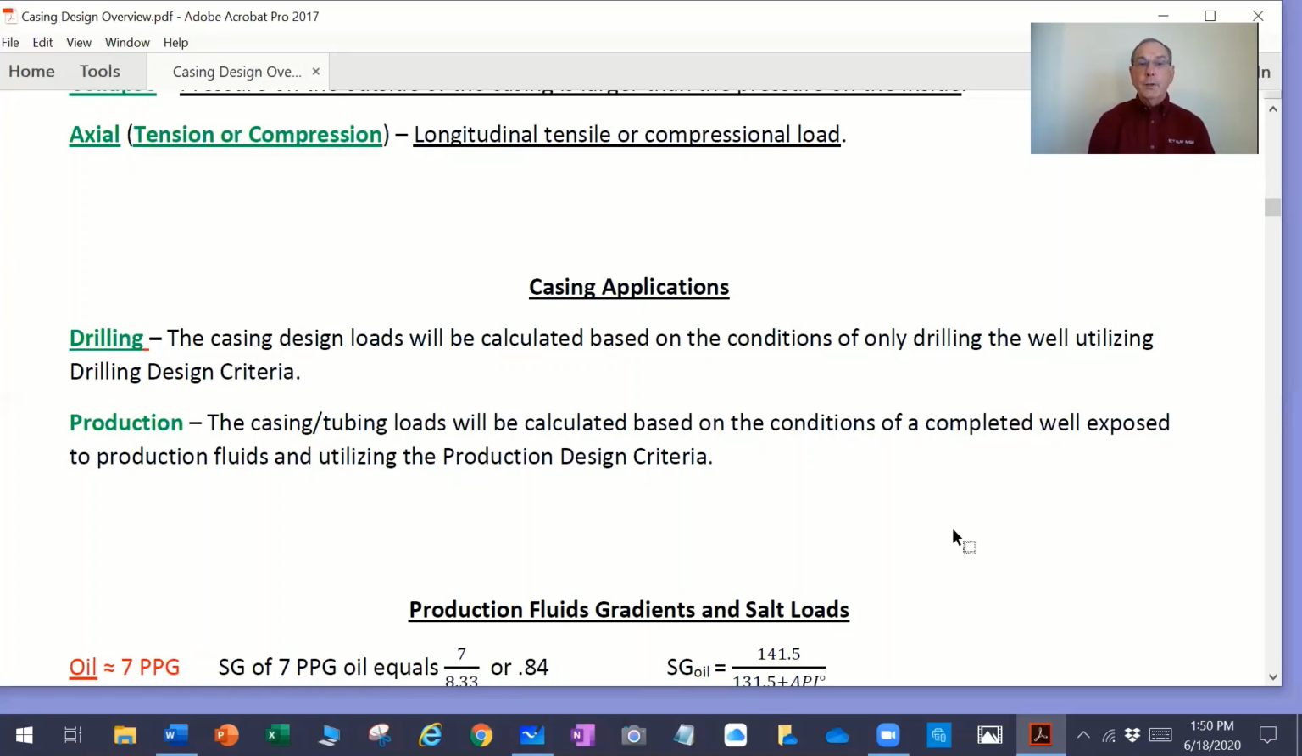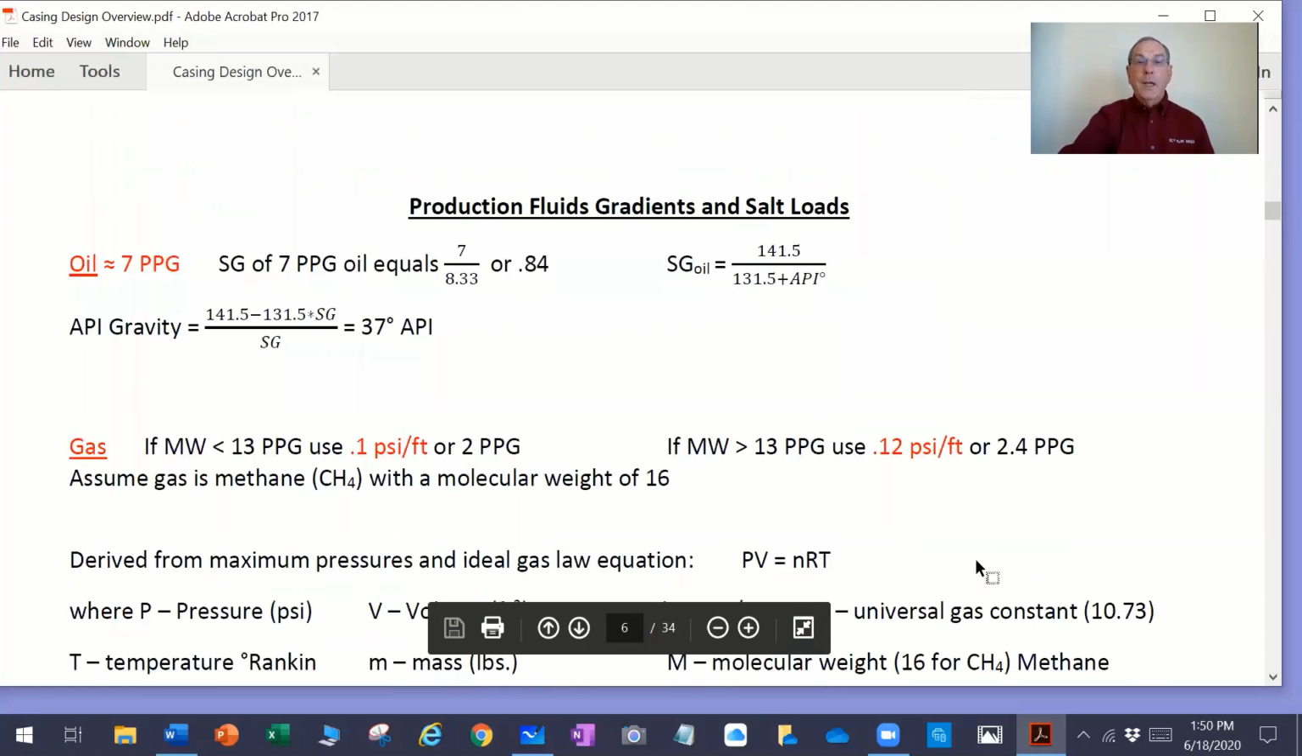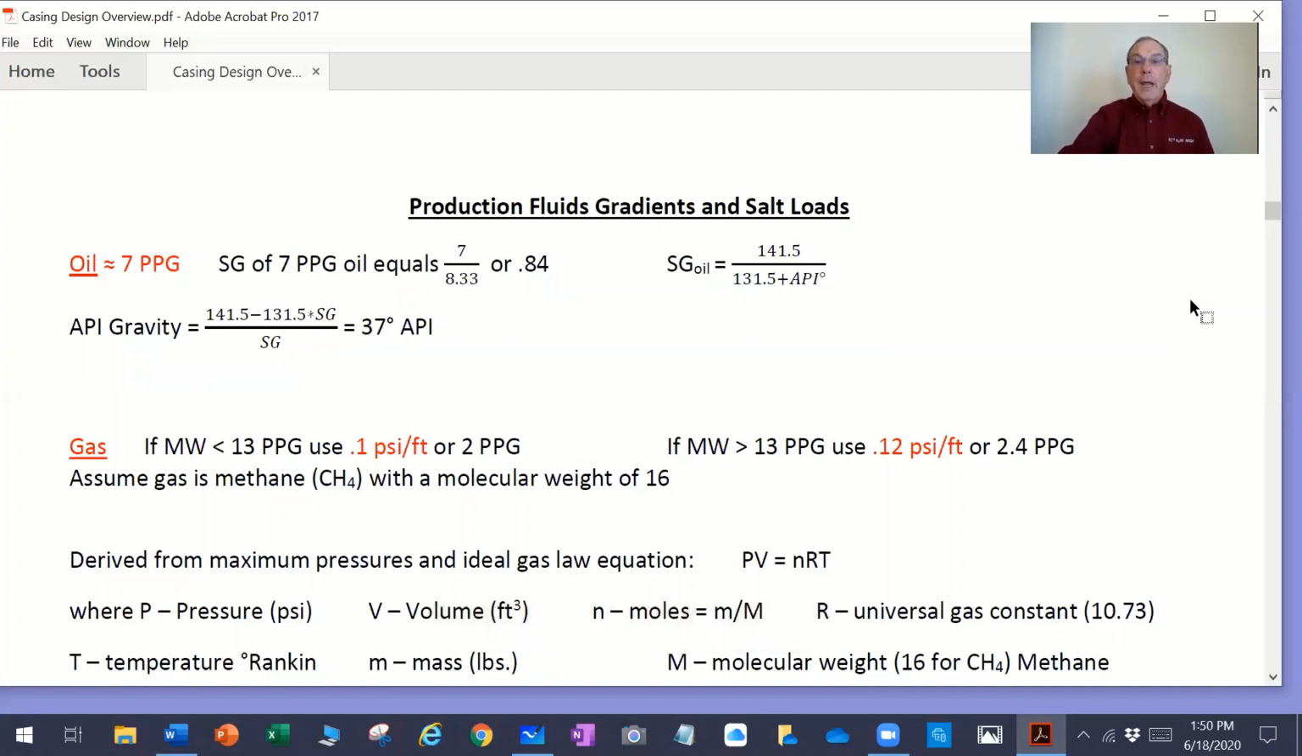And then the production case is that the casing and tubing loads will be calculated based on conditions of a completed well exposed to production fluids and utilizing the production design criteria. So we'll go through examples of both of these during this series to make sure you understand where these two conditions come from. Now, it's very important, in both drilling loads and production loads, we're going to be using production fluid gradients based on a criteria in doing our casing design.